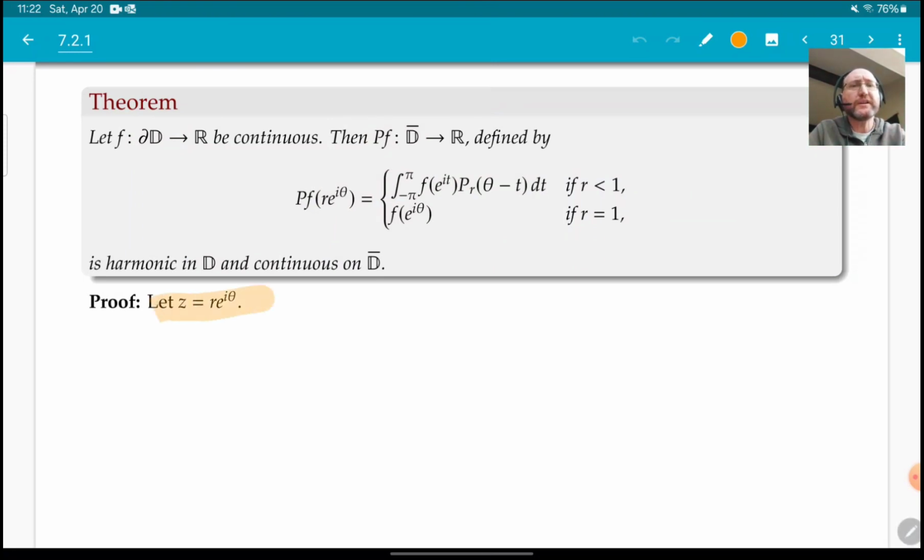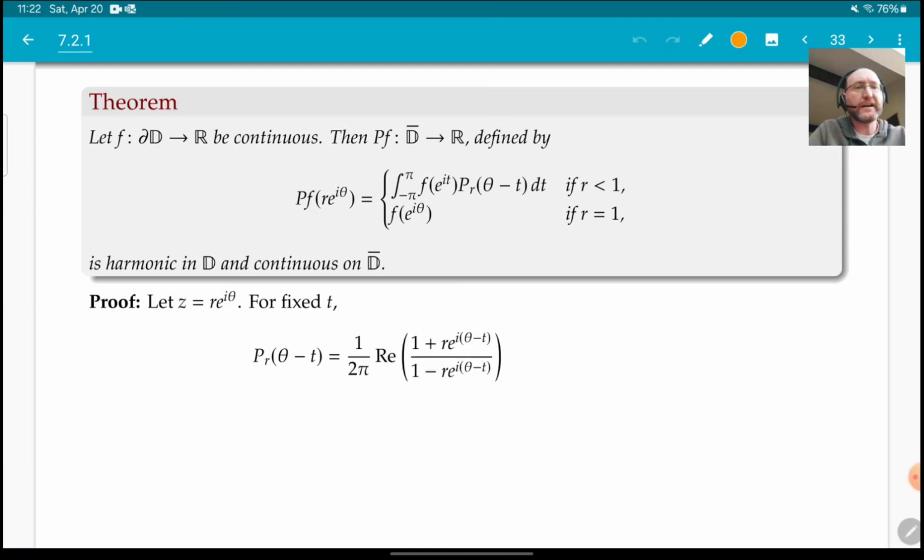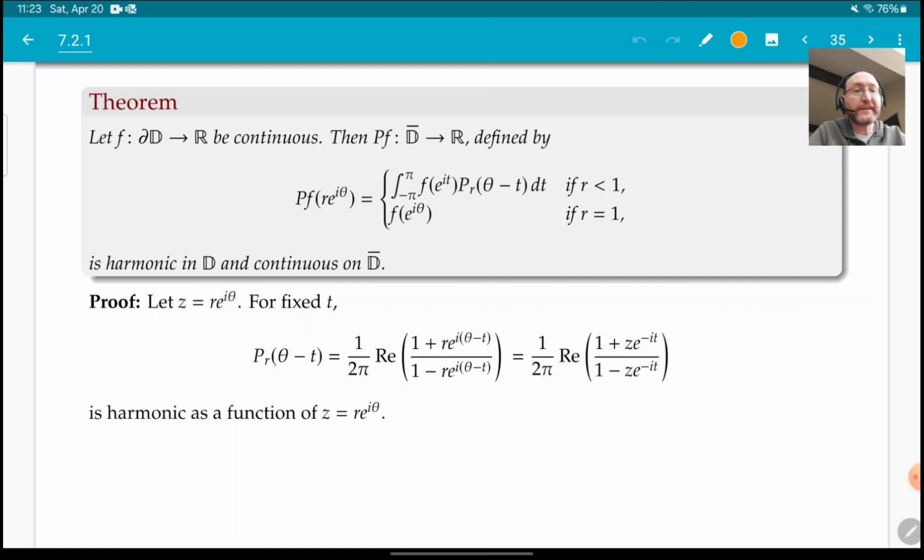All right, take some z, like this. Now for a fixed t, we rewrite the Poisson kernel like this. If we think of z as r e to the i theta, and we write P_r(theta minus t) out here, then I just factor out the z, and I get this formula. Now this is a harmonic function as a function of z. For any fixed t, if I take this thing as a function of z, it's harmonic, because it's the real part of a holomorphic function.